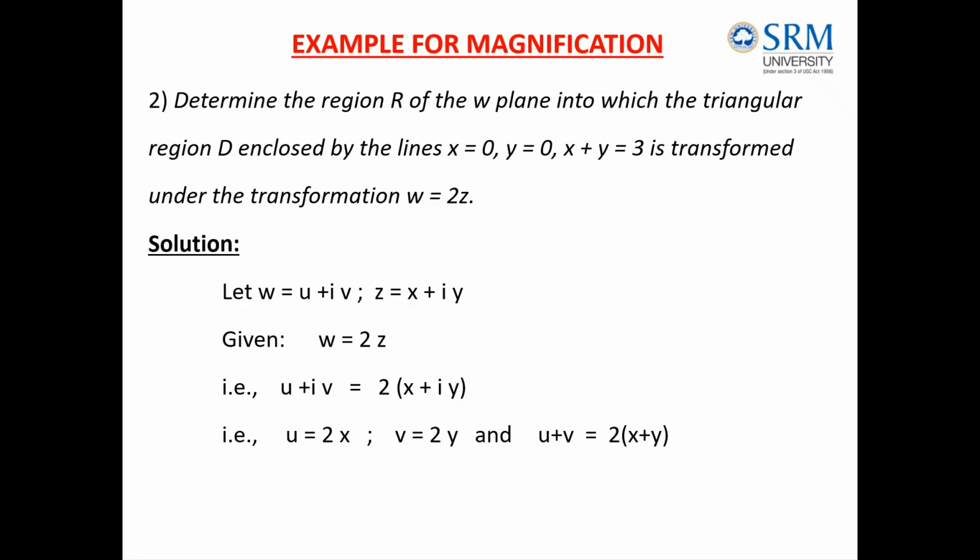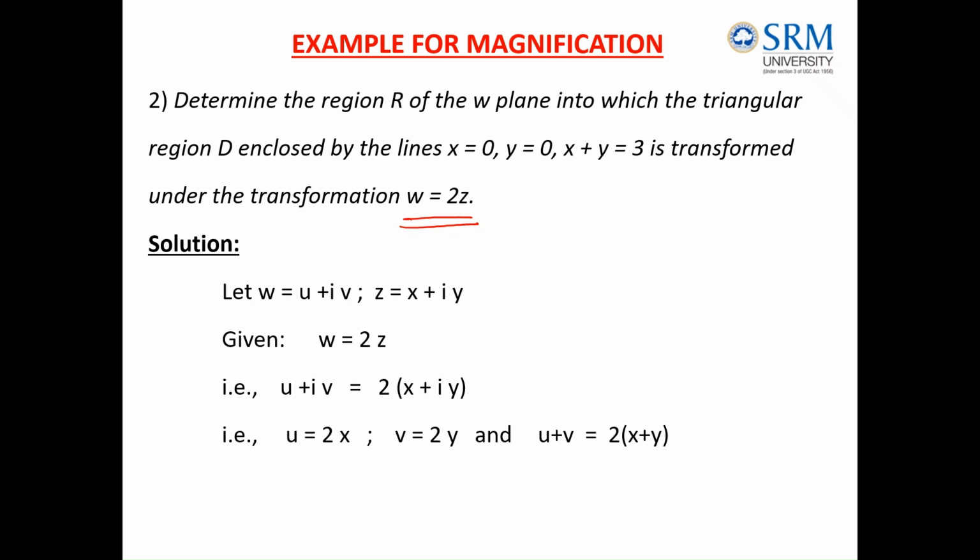We will take an example and understand this transformation w equal to 2z. So from this transformation, you can easily understand the coefficient of z is 2, which is a real number. So we are going to get a 2 times magnified image. So let us see the example.